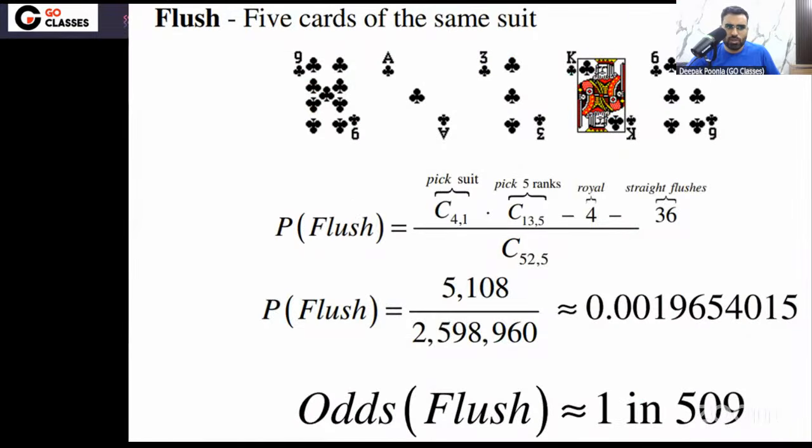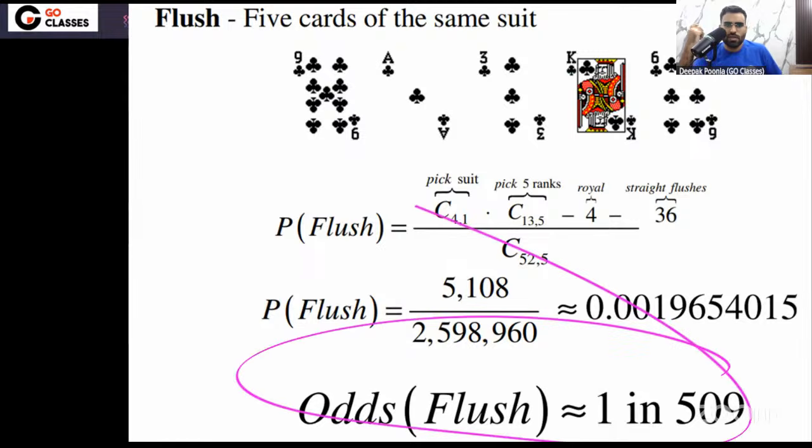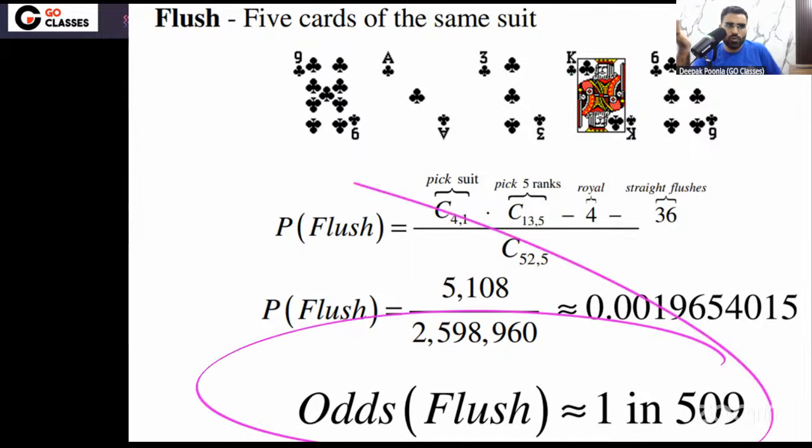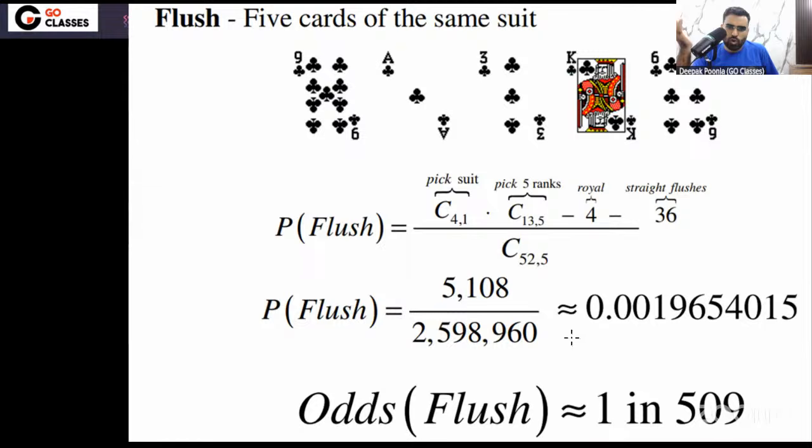Now you can find the probability also. What is the probability of getting a flush? The total number of flushes, 5108, divided by the total number of 5 card hands. So the odds, the chances, the probability of getting a flush is 1 in 509. These are kind of good odds, I can say. If you compare these odds with the odds of a royal flush and a straight flush, then these are comparatively good odds: almost once in 500 times you will get a flush. I hope it is clear.